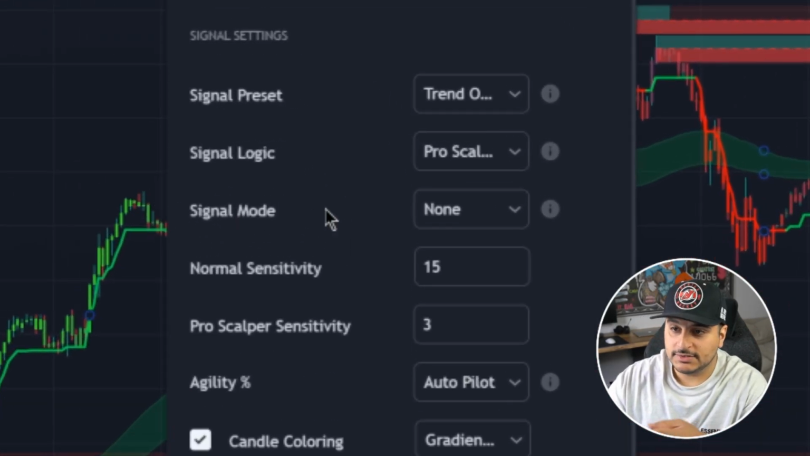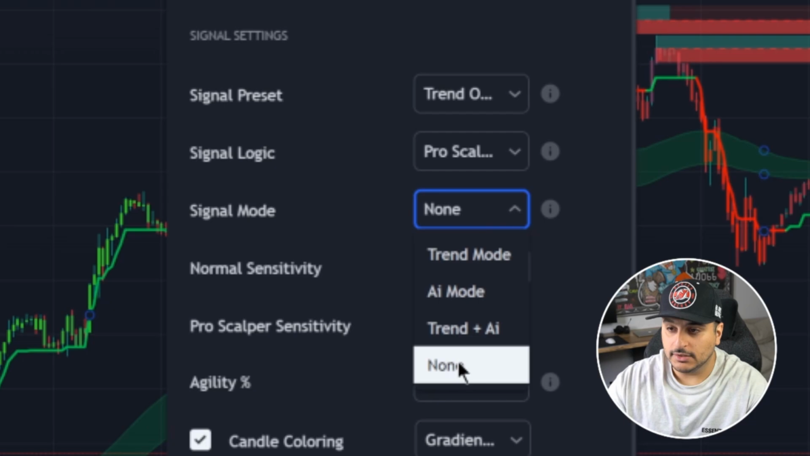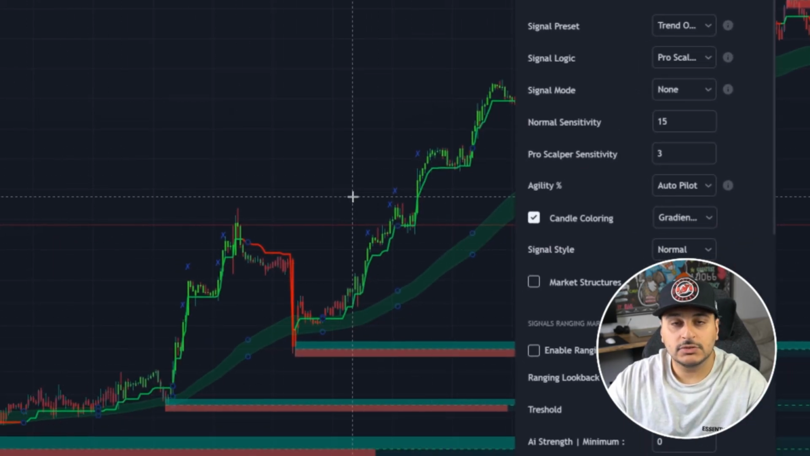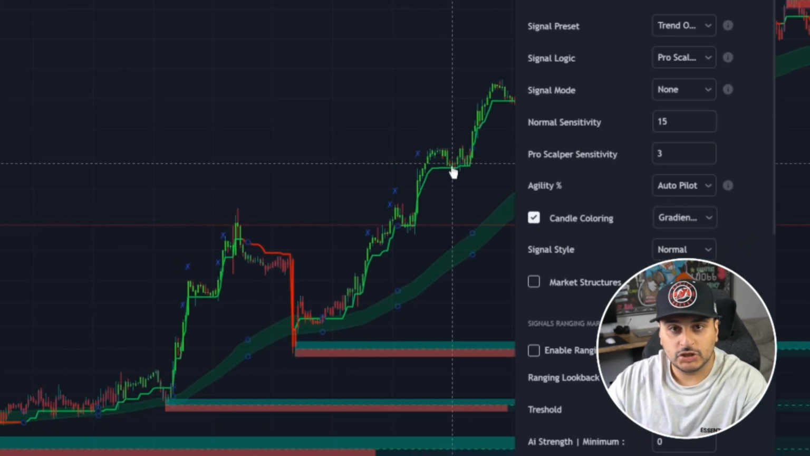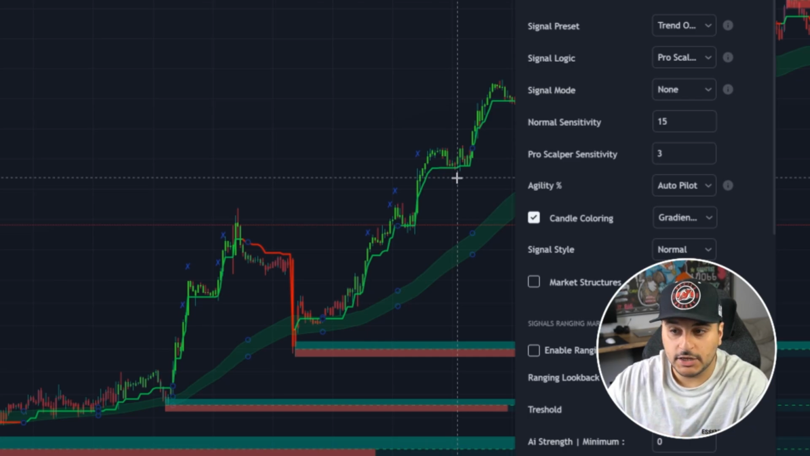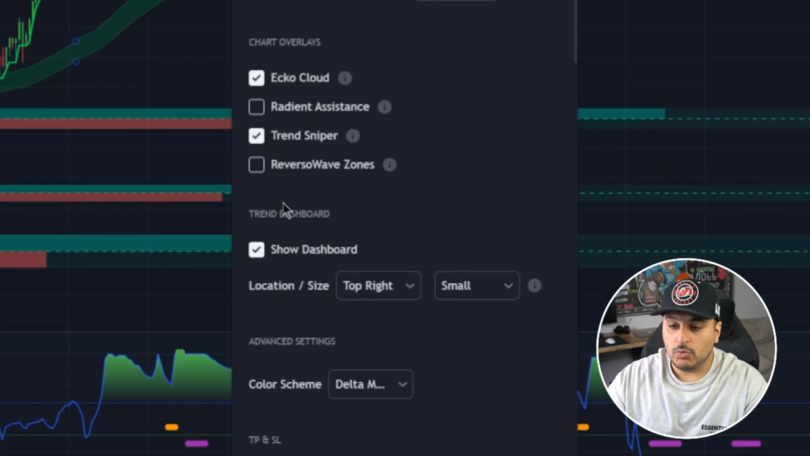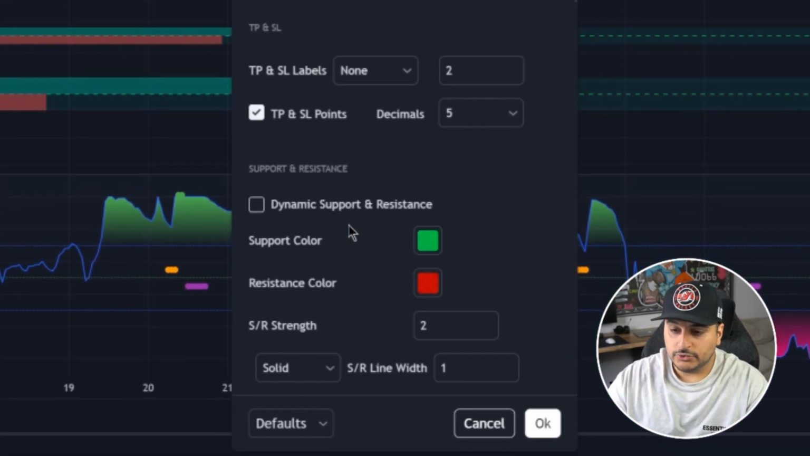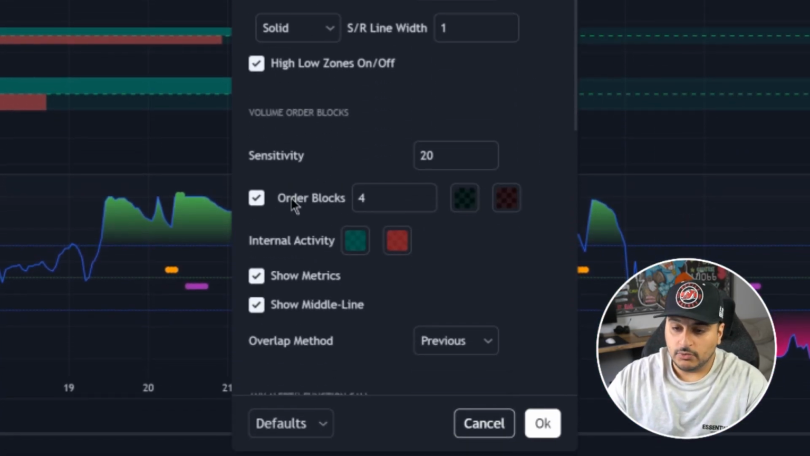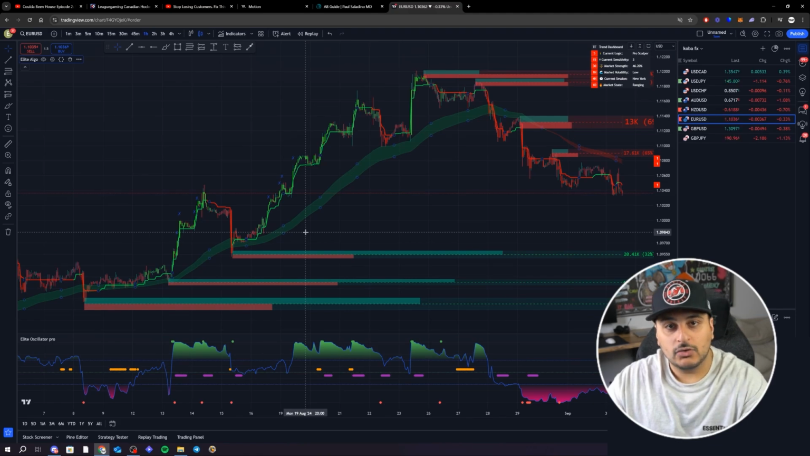So under where it says signal mode, we're going to have none selected. This is going to remove the buy and sell signals from our charts so we no longer get distracted by them for this specific strategy. Next, guys, we want to go over here and we want to turn on the Echo Cloud and the Trend Sniper line. These lines are going to help you get confirmations for your entries later on in the strategy. And then we want to turn on our dashboard. We also want to turn on the order blocks right here, and we want to set the value to 4 under these order blocks. Next, we're going to press OK, and now we have Elite Algo configured.